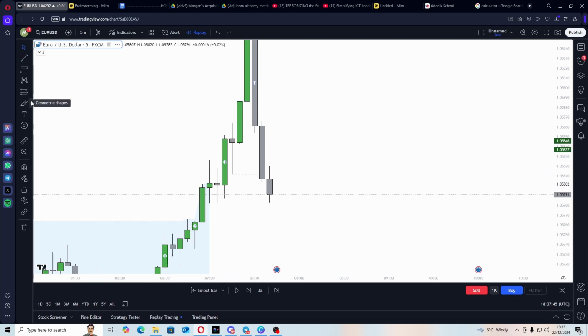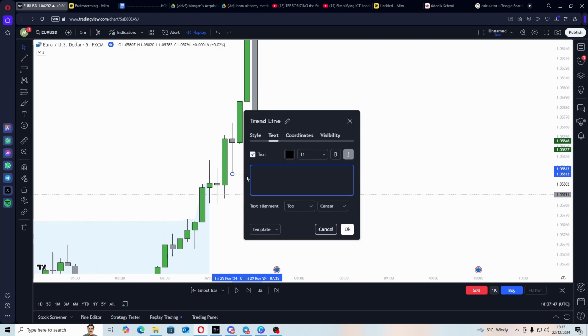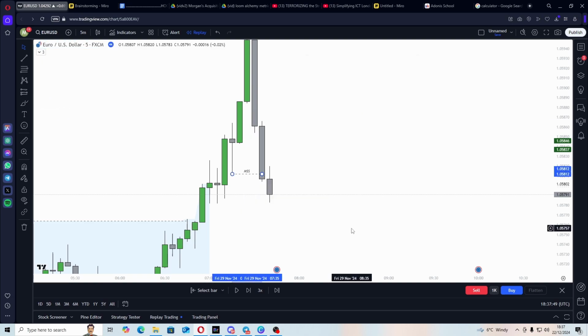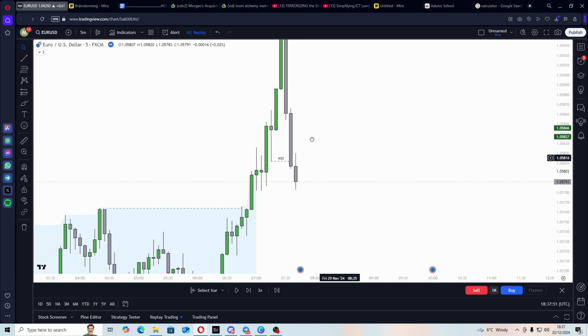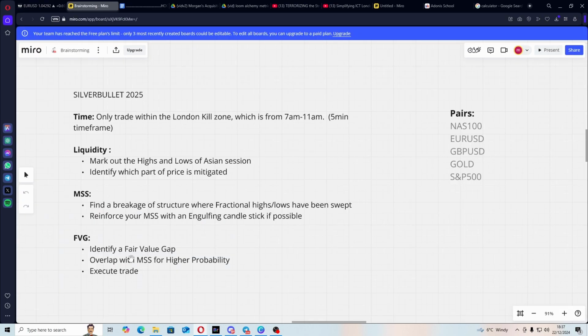Okay, so now all I need to do, let me just mark this out, the market structure shift. And all you've got to do now is identify the fair value gap, and you can overlap it with a market structure shift for higher probability, and you execute the trade.